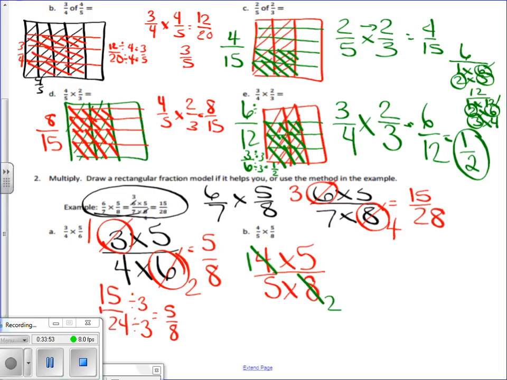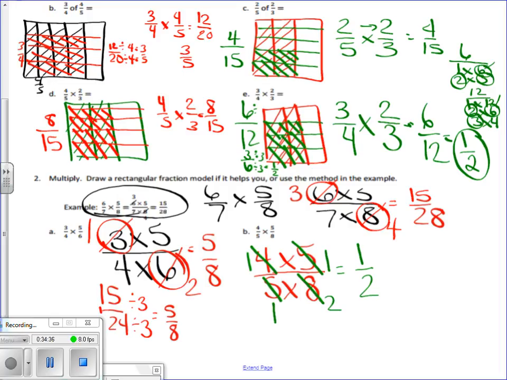What about these guys right here? They're both 5s, and so they can both become 1. The top and the bottom can both be divided by 5. So 5 can go into 5, and you get 1. It's not 5 times 5, no, 5 divided by 5.